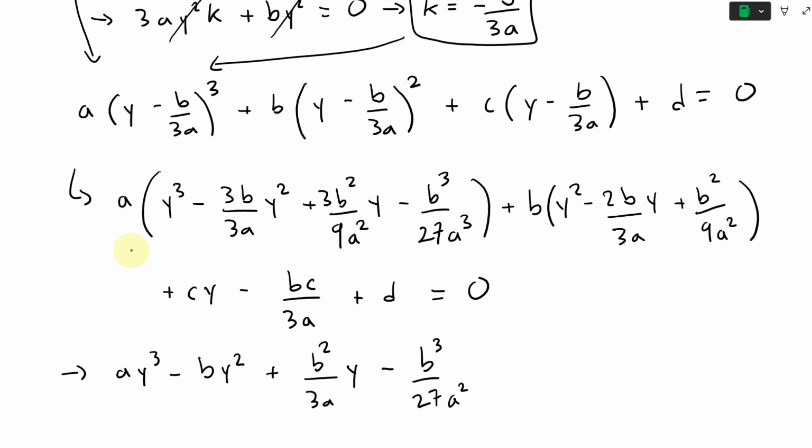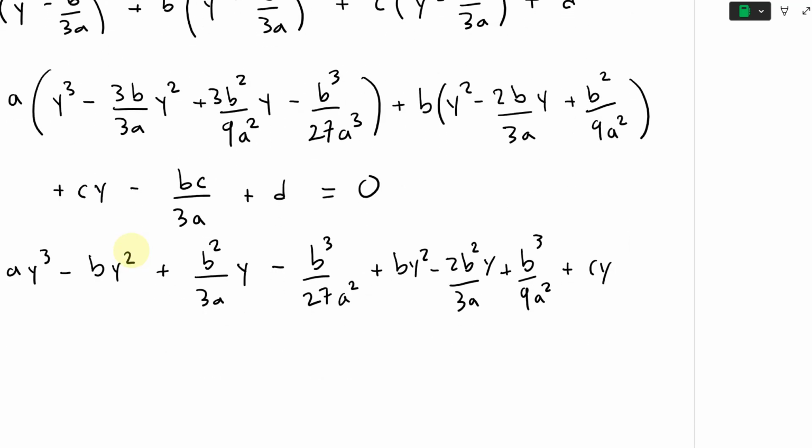Lastly, this is going to be b y squared minus 2b squared. Try to squish everything in. 3a plus b cubed over 9a squared. Then plus cy. Like that. Yeah, plus cy minus bc over 3a plus d equals to 0.